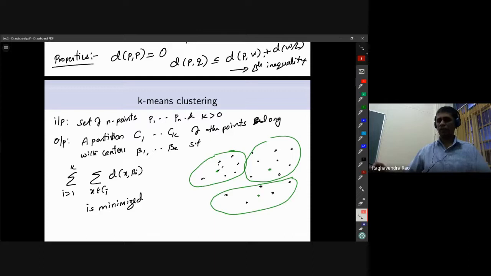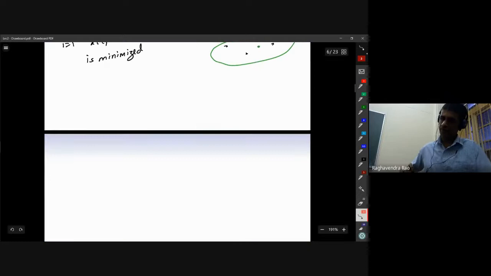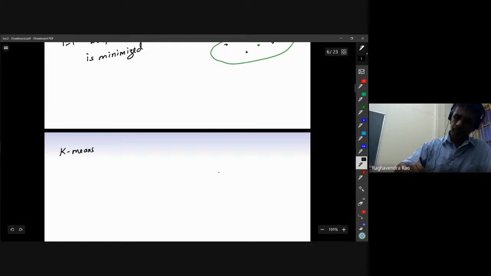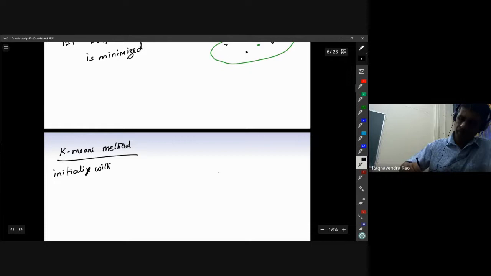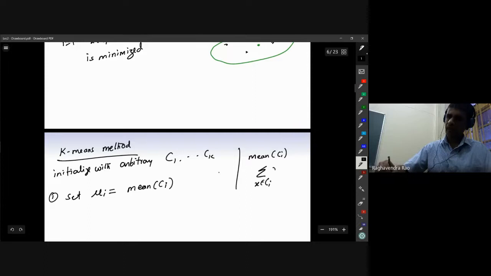What I want to describe is a simple algorithm to achieve this, in a very similar spirit to 2-opt, an iterative local search algorithm. What it does is the following. In the k-means method, you begin with some arbitrary partition, C1 to Ck. Now set mu i as the mean of Ci. So what is the mean of Ci? Basically, you take the summation over x in Ci of x, times 1 by the cardinality of Ci. You look at the coordinates and take the average.